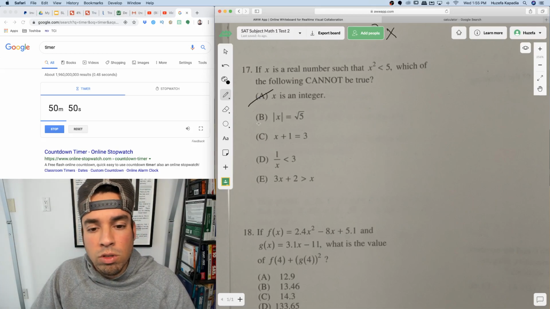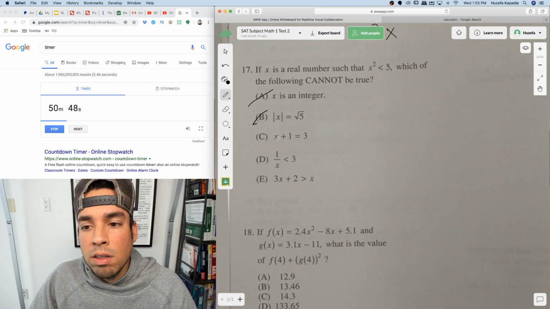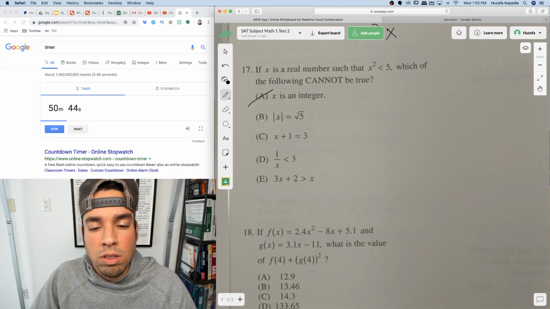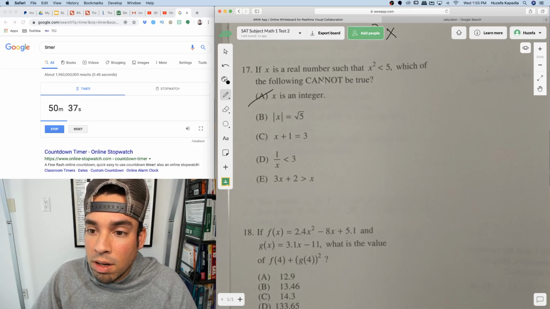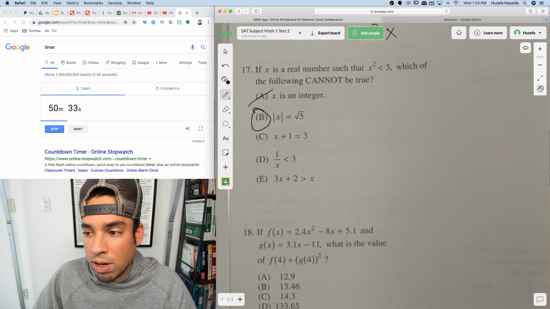No, that of course could be true. This is saying x. Oh, it's this one. It cannot be true, because it's less than 5. If this equals the square root of 5, then that squared would equal 5, and it wouldn't be less than 5.